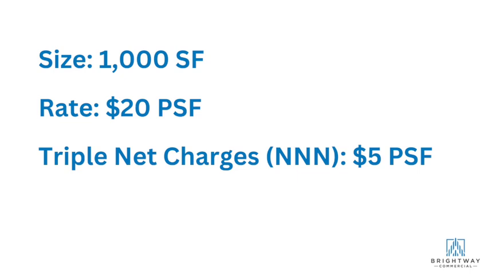Here's the math behind it. Let's take a real-world example. Suppose your commercial space is 1,000 square feet and the rent is quoted at $20 per square foot annually. Your triple net charges are $5 per square foot annually. A quick reminder of what triple net charges are. They are your pro rata share of the property's common area maintenance fees, property insurance, and property taxes.